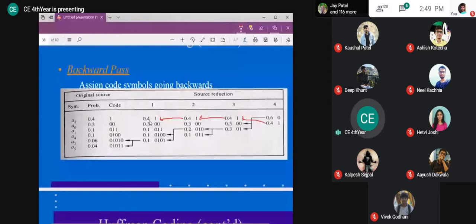Now 0 is assigned here, so that 0 is assigned to the combination of these two. That 0 is kept in the MSB, and in the LSB, 0 and 1 are again assigned to these two values. So 0 is assigned to the upper value, 1 is assigned to the lower value. Now that means 0 is assigned to this 0.3.